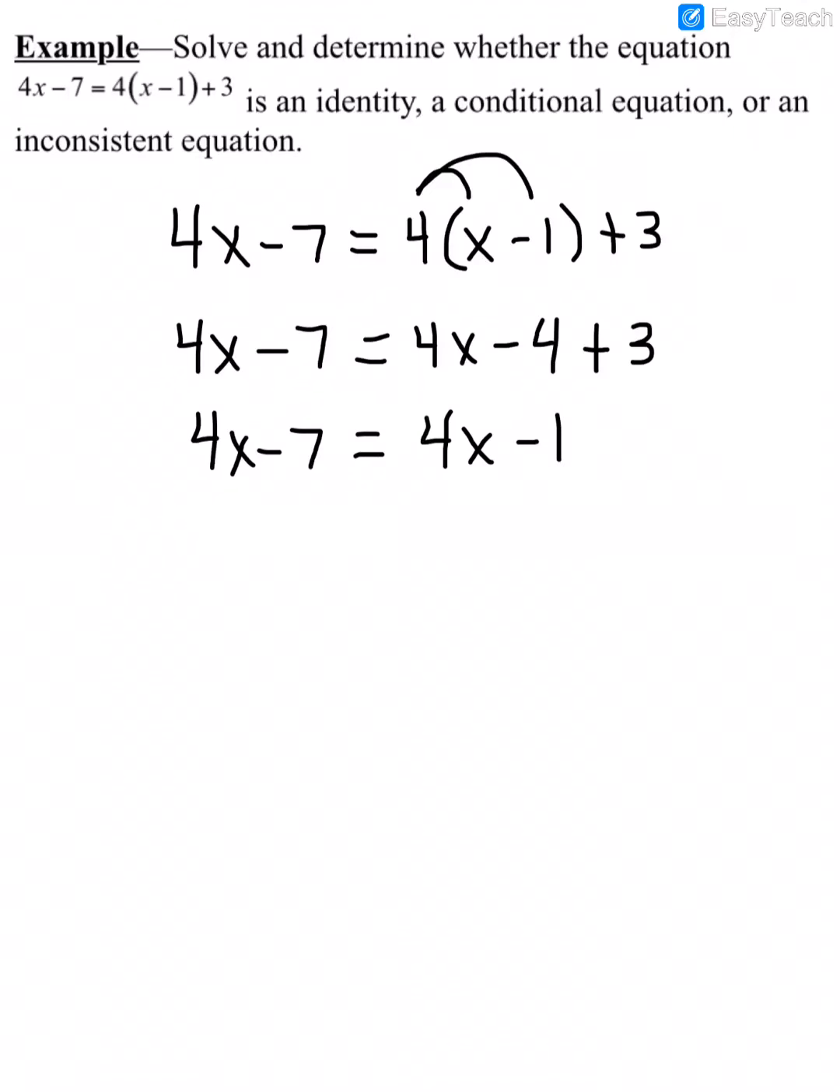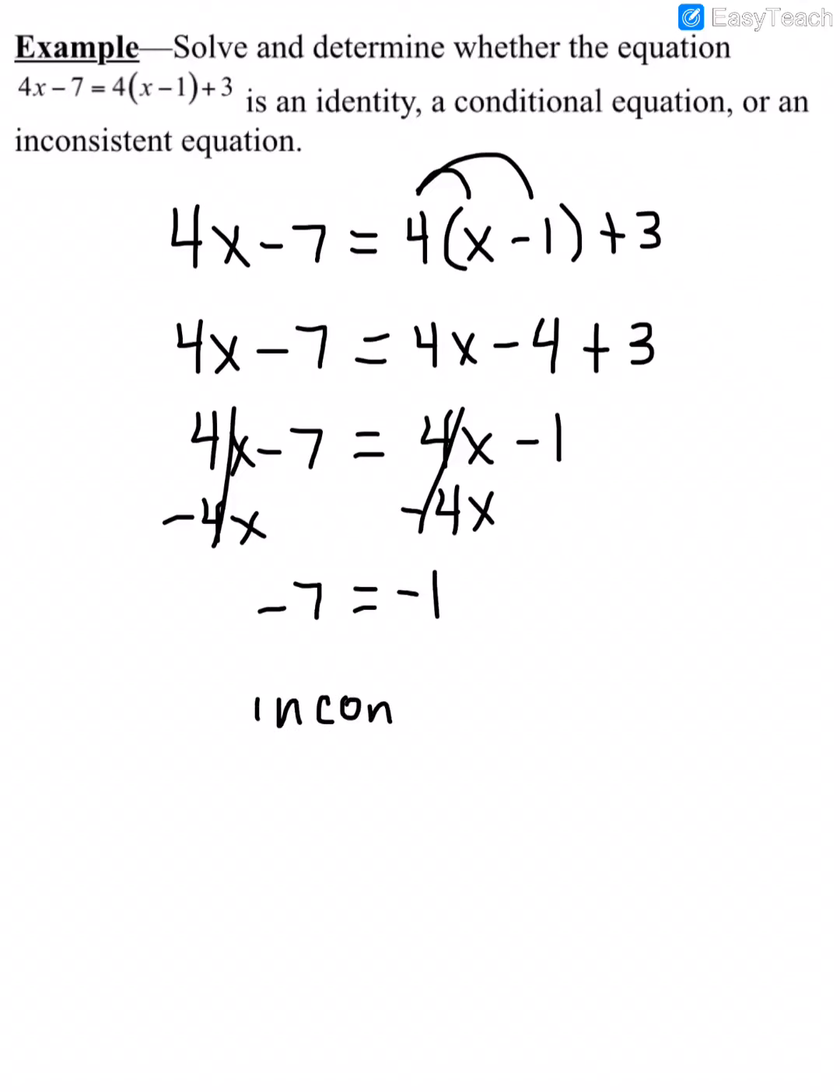Okay, so then I want to get my x's together. I'm going to subtract 4x from both sides. But when I do, that cancels out 4x on both sides of the equation. And I'm left with -7 equals -1. Well, that's a false statement. So if I get a false statement, that means that this is an inconsistent equation. And I have no solution.